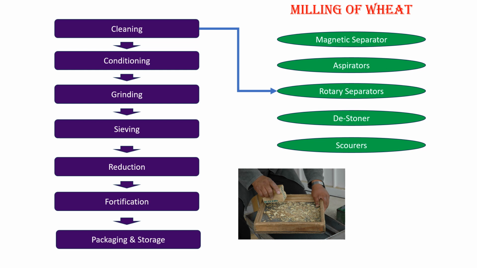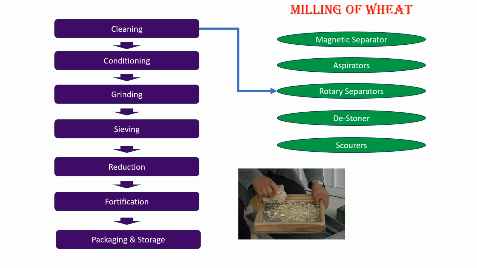If you see the flow chart, you have many stages: the first steps are cleaning, conditioning, grinding, sieving, reduction, fortification, and packaging and storage. So let's go into details of each individual. The first step is cleaning. In cleaning, you have different parts like magnetic separators, aspirators, rotary separators, destoners, and scourers. So let's go into detail of cleaning.